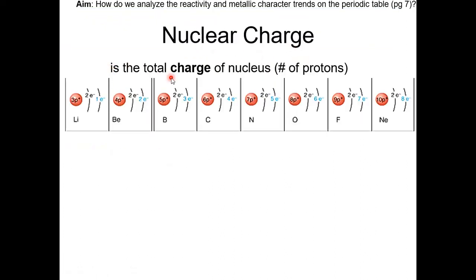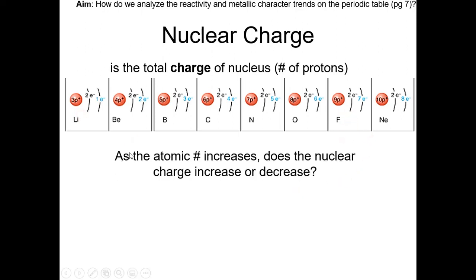Nuclear charge is the total charge of the nucleus. Basically, it's the number of protons. For example, lithium has a nuclear charge of 3. Fluorine has a nuclear charge of 9. So as atomic number increases, does the nuclear charge increase or decrease? Based on period 2, you can clearly see it's increasing.